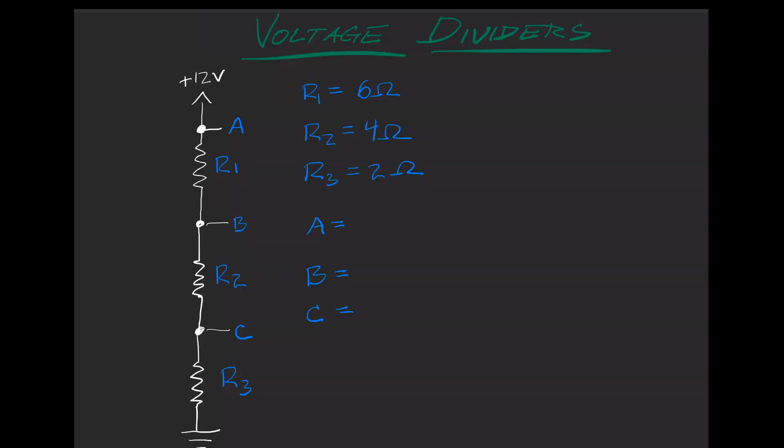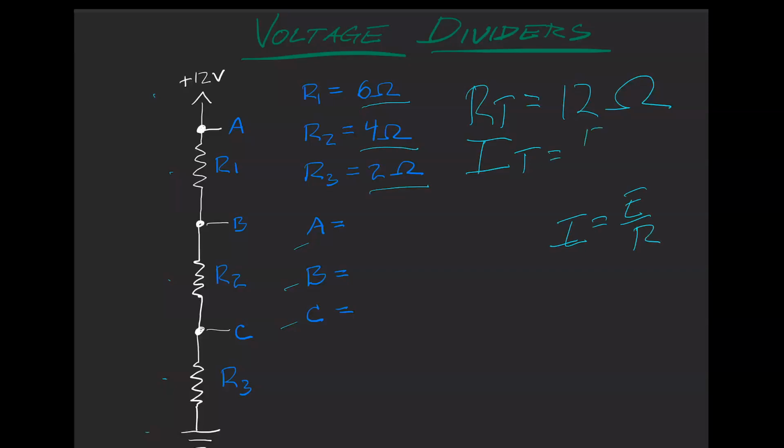So let's look at this voltage divider: 12 volt source to ground, R1, R2, and R3. R1 is 6 ohms, R2 is 4, R3 is 2 ohms. If I wanted to know my voltage at A, B, and C, my total resistance, of course, is 6 plus 4 plus 2, or 12 ohms. So my total current using Ohm's law is 12 over 12, or 1 amp.